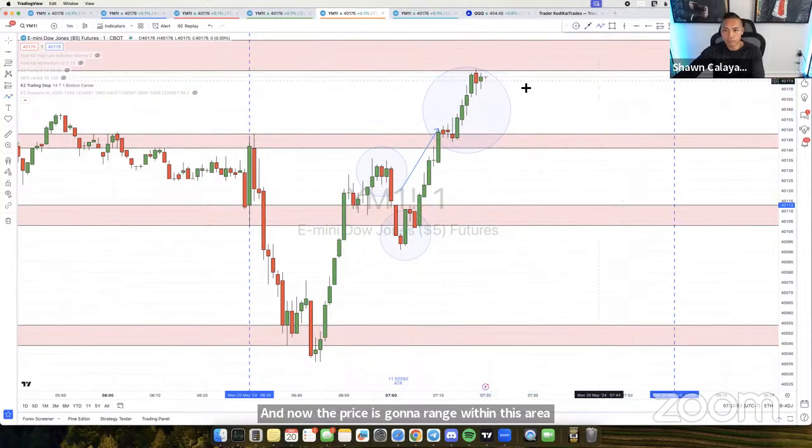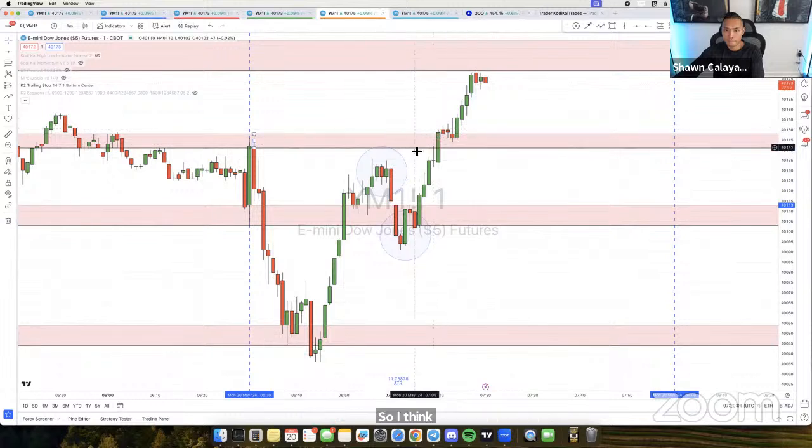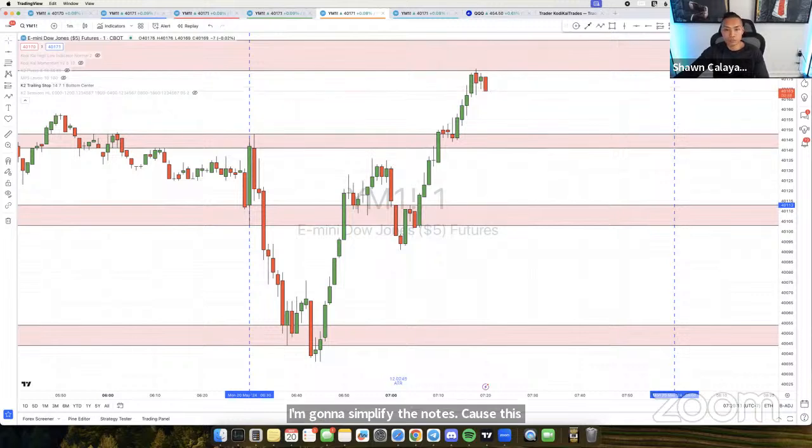So I think, to simplify, I'm going to simplify the notes because it's too much information. It's not going to be helpful for us because there's just too much going on. So let me redo the notes while we analyze this. I'm just going to put keywords. I'm not going to put things like breakout or whatever.